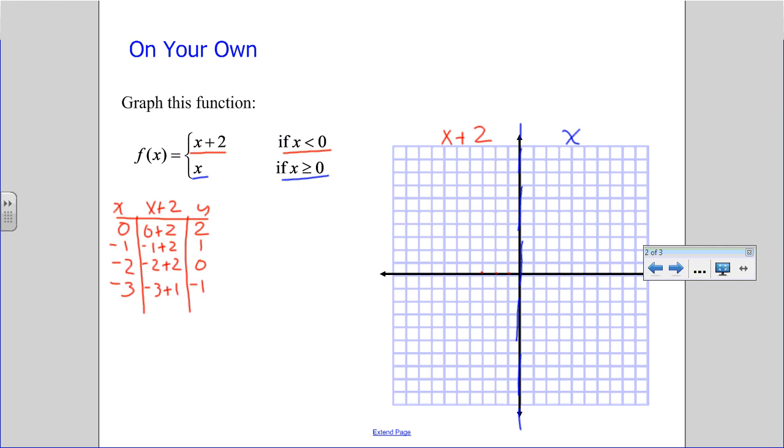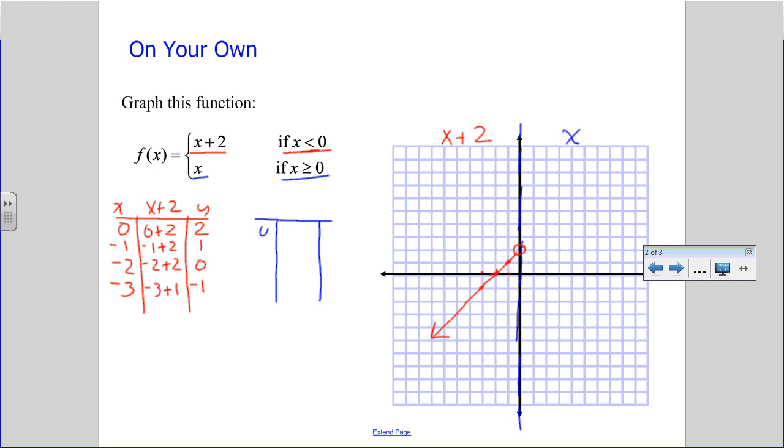So I'm going to graph the point 0, 2, but I need to look at it a little bit more closely. This is just less than 0. It's not equal to 0, so this is where you have to have your open circle. So 0, 2 is an open circle. Then I have the point negative 1, 1, the point negative 2, 0, and the point negative 3, negative 1, and then I connect those to graph my function x plus 2 if x is less than 0. So if we look, all of these x values are less than 0, so that's why my red graph is on that left-hand side.